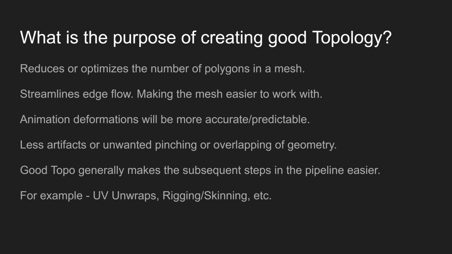Having good topology would result in less artifacts or unwanted pinching or overlapping of geometry if it were to deform. Good topology, or good topo, generally makes the subsequent steps of your pipeline easier. So, for example, your UV unwraps, your rigging, your skinning, etc., those could all be a little bit easier if you had good topology versus bad topology.